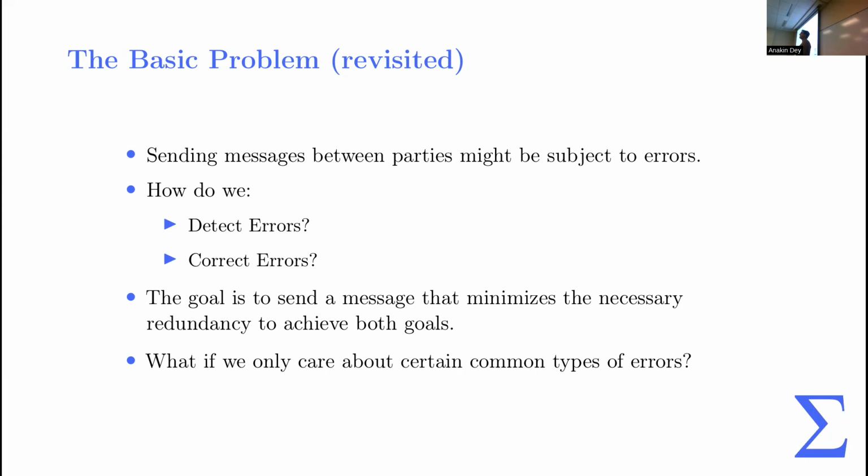Another question is, what if we only care about certain types of errors? When we're talking about different forms of communication, the pattern that errors have tends to become relevant, and that's going to influence the last type of cyclic code that we're going to talk about.